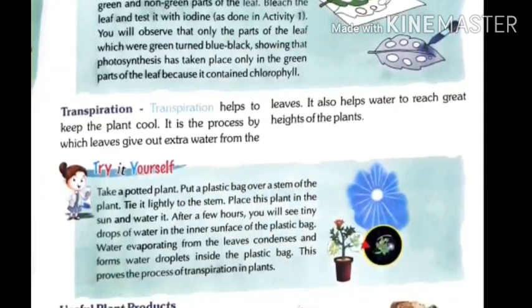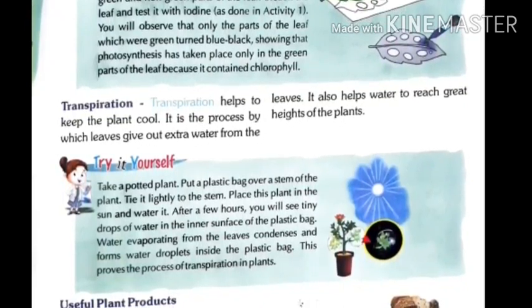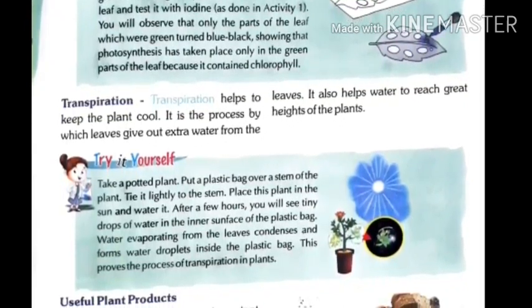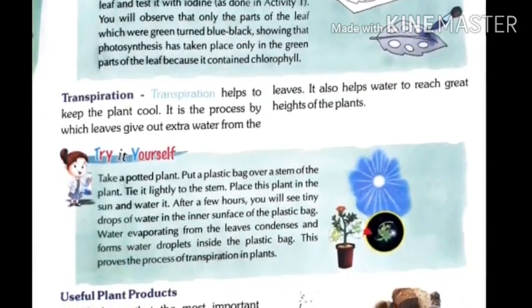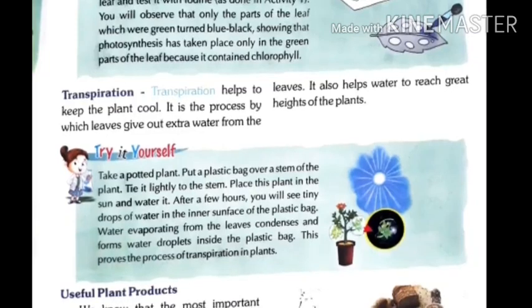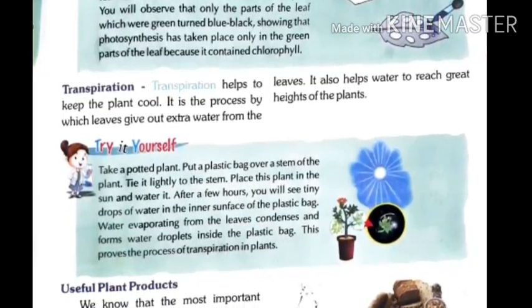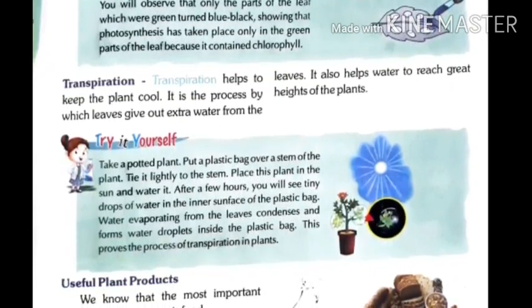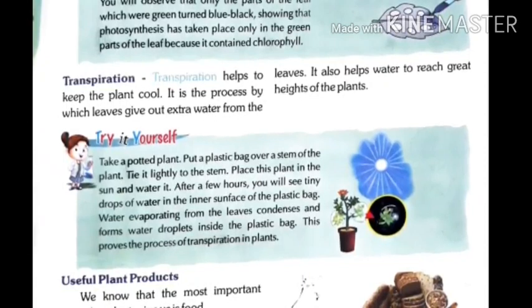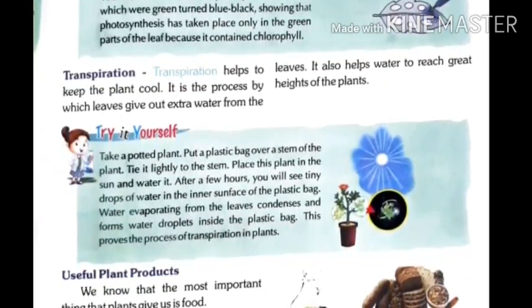Now see what is transpiration. Transpiration helps water to reach the leaves. It also helps keep the plant cool. It is a process by which leaves of the plants give out extra water. Now see this activity to show the transpiration in plants.